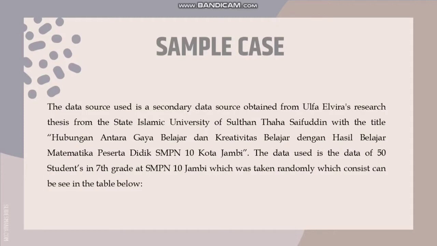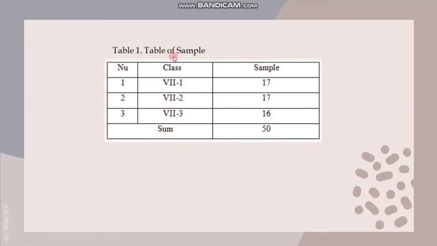The data used is the data of 50 students in 7th grade at SMPN 10 Jambi, which was taken randomly, which consists, can we see in the table below. You can see that for the class of 7-1, the number of sample is 17. From the class of 7-2, the number of sample is 17, while from the class of 7-3, the number of sample is 16. So the summary of all sample is 50.